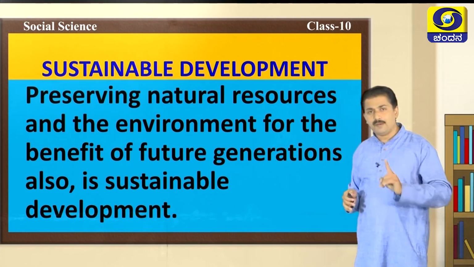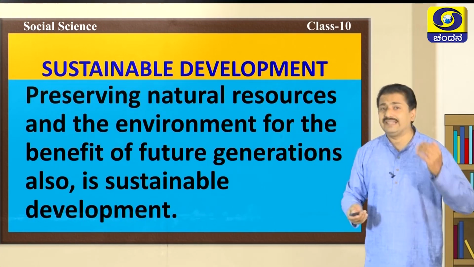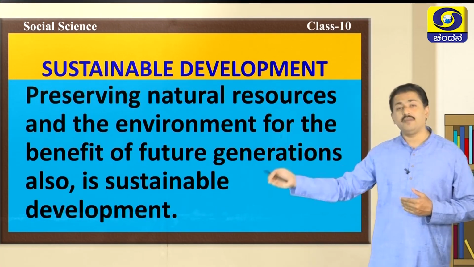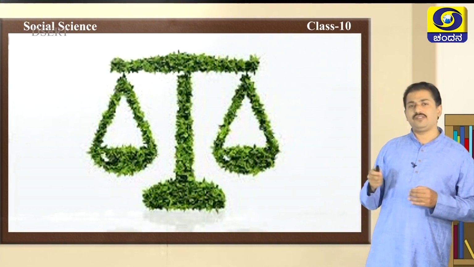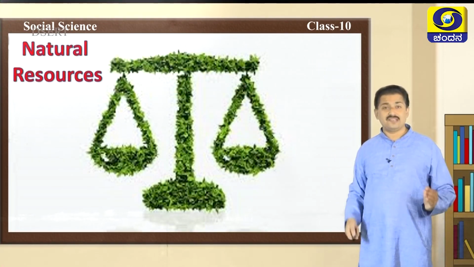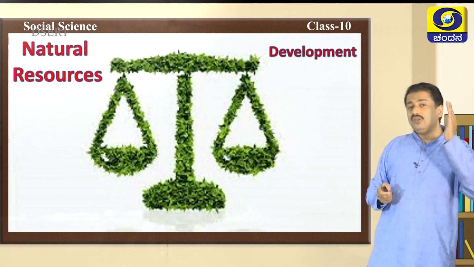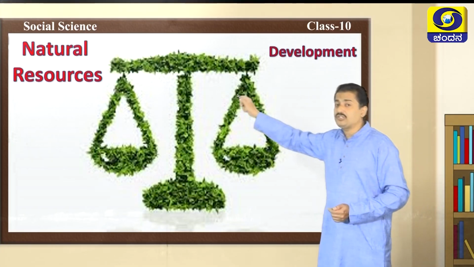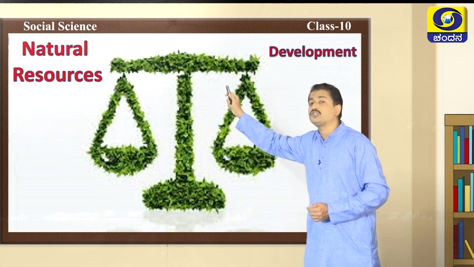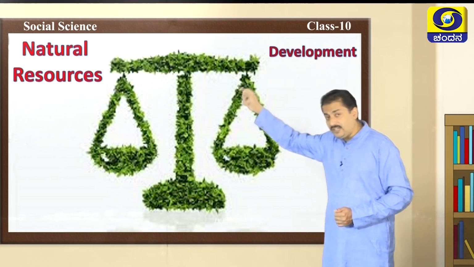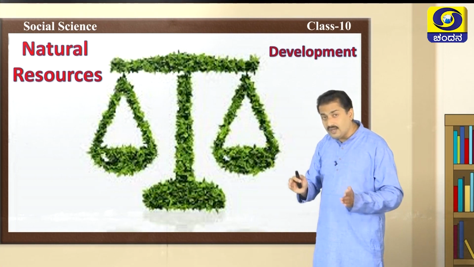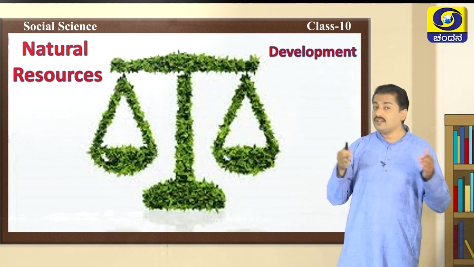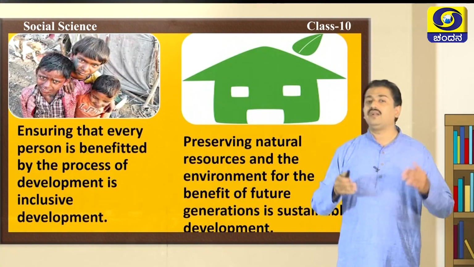So, the development should happen without affecting the nature, and we should keep the natural resources even for the coming generation. Now, sustainable development is nothing but balancing both natural resources and development. Development should happen, plus we should consider that natural resources are judiciously and scientifically used, and we should keep a certain amount of natural resources for the future generation as well. This is called sustainable development.